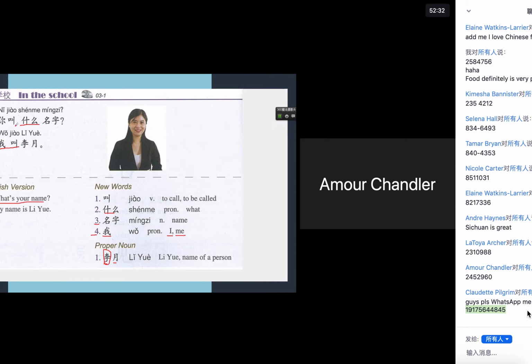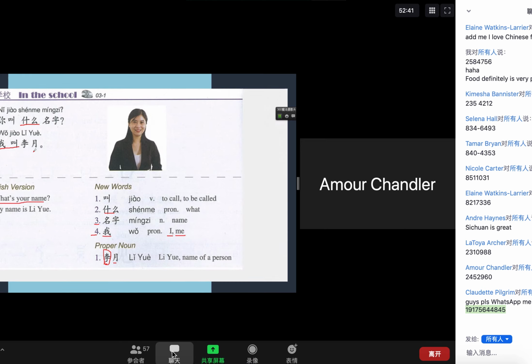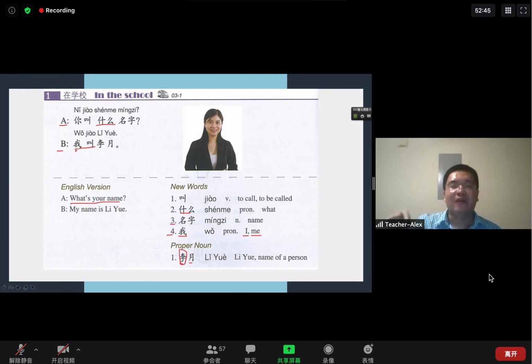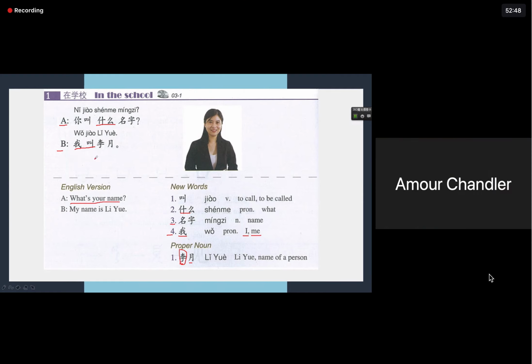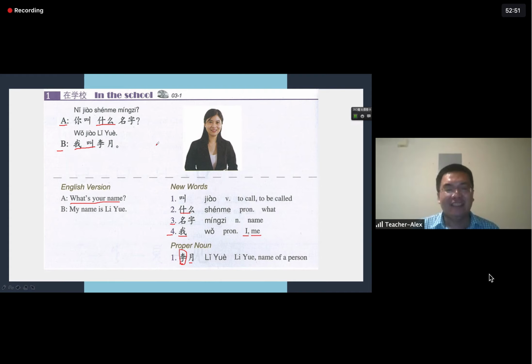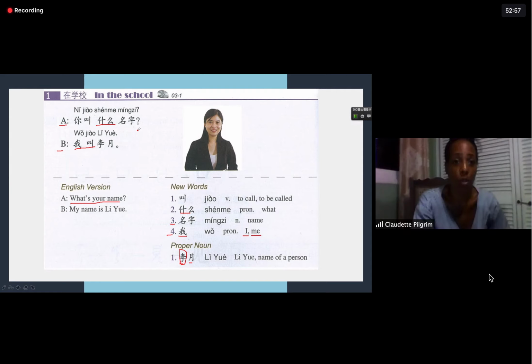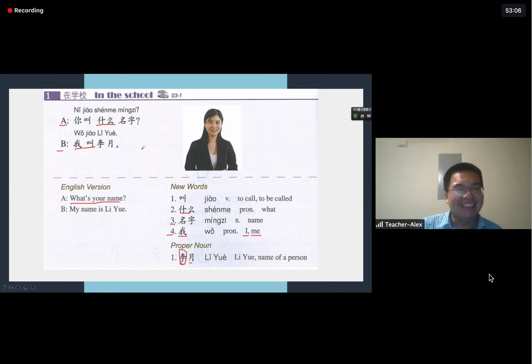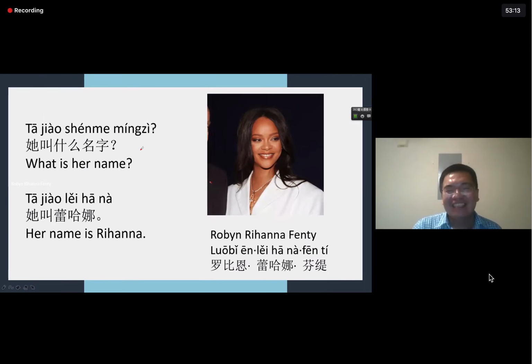你叫什么名字? 我叫李. Yeah, 我, the third tone. 我叫李月。 Okay, very good. Next one. 你叫什么名字? 我叫李. Okay, good. You learn very fast. You learn faster than the middle school students. Okay, here we have another picture here.